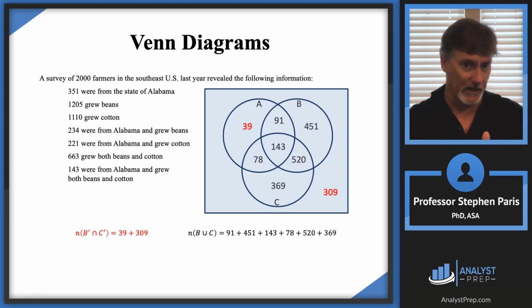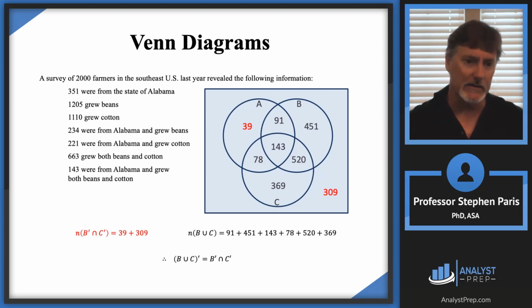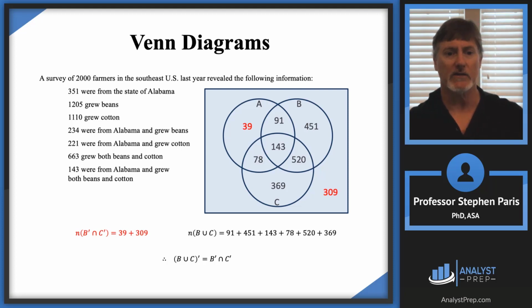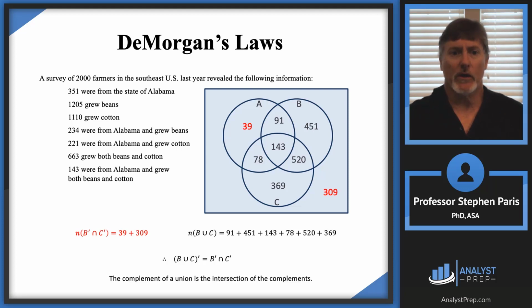Everybody's either in the black number or a red number, and so I've accounted for everybody. Those are complementary events. So if you look at B union C, and if I take the complement of B union C, then I get B prime intersect C prime, and that's DeMorgan's laws. That's one of DeMorgan's laws.